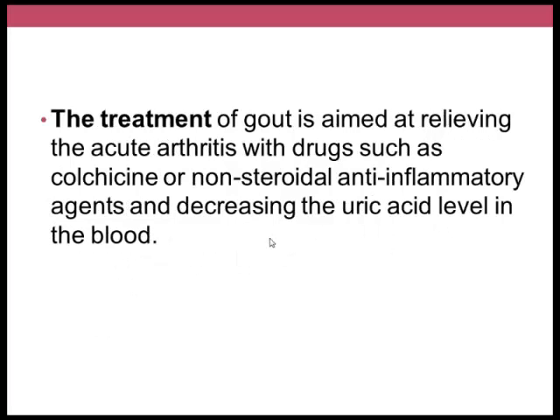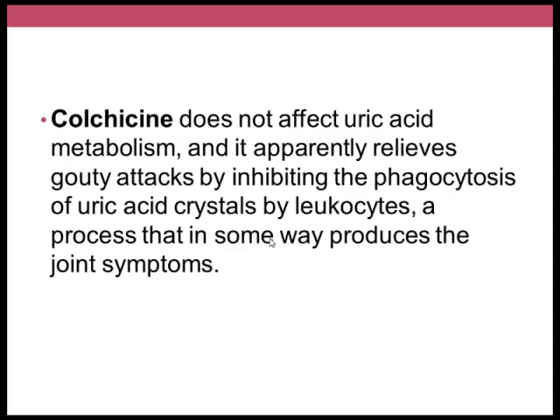The treatment of gout is aimed at relieving the acute arthritis with drugs such as colchicine or non-steroidal anti-inflammatory drugs, and decreasing uric acid level in blood. Colchicine is a very well-known drug used in gout. It doesn't affect uric acid metabolism and it apparently relieves gout attacks by inhibiting phagocytosis of uric acid crystals by white blood cells, and this process somehow reduces the joint symptoms.